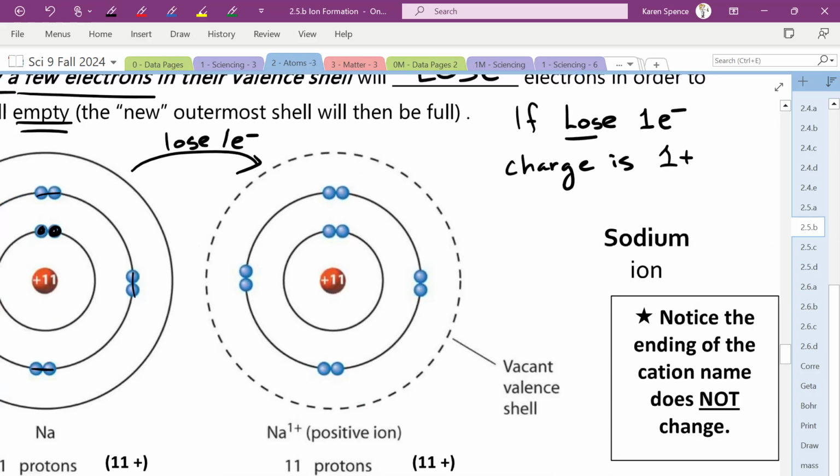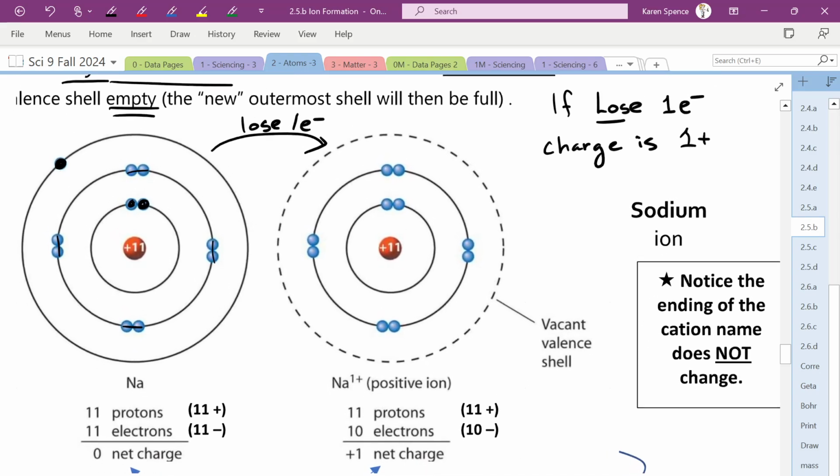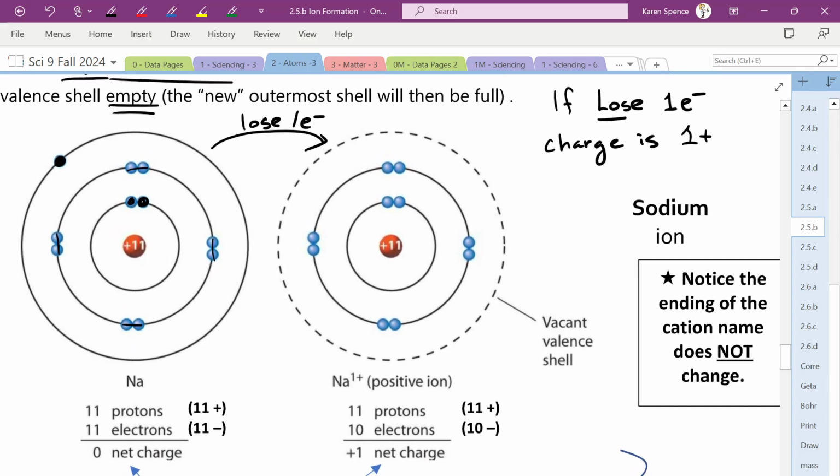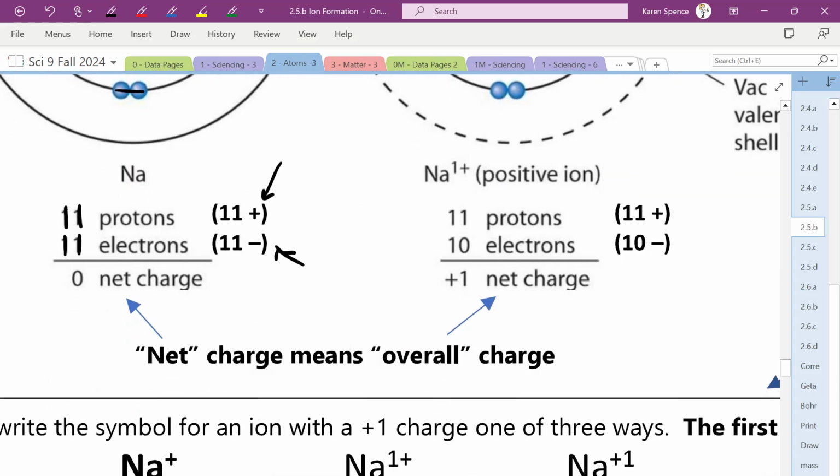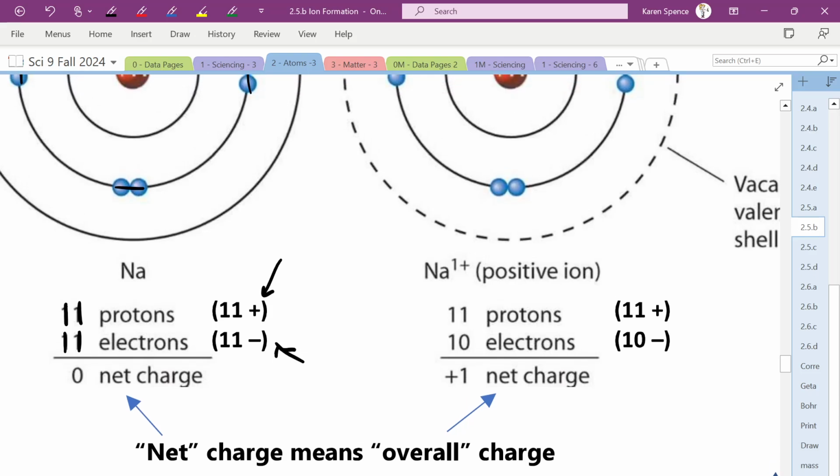Okay? Yeah. So we have sodium. Sodium has 11 protons and 11 electrons. That's the atom. And the atom has the same amount of positives as negatives. So the net charge is 0. So if we wanted to write the symbol, that would just be Na.